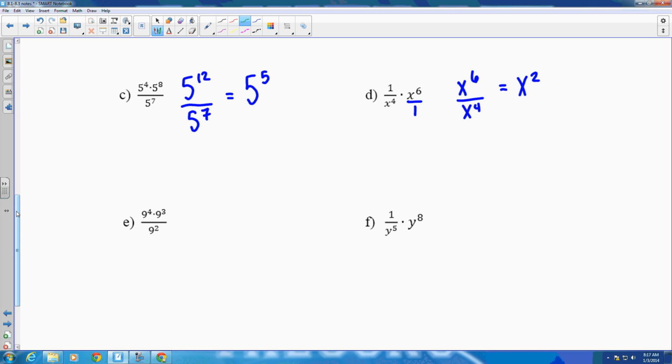E, the same thing, we have to combine them on top first. So that would be 9 to the 7th over 9 squared, which is 9 to the 5th. And F is similar to D, where we have to combine them into one fraction first, y to the 8th over y to the 5th, and then we can subtract to get y to the 3rd.